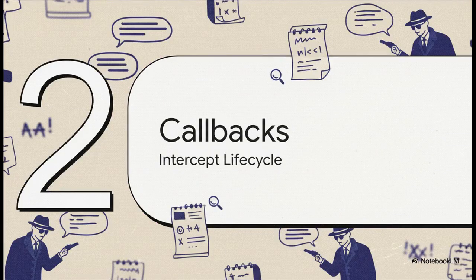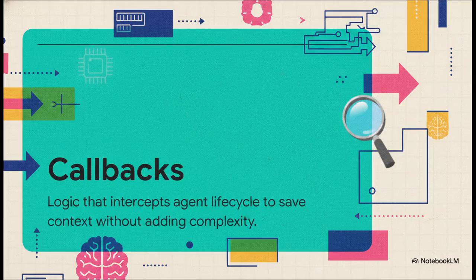Moving on to number 2, callbacks and intercepting the lifecycle. This is our first architectural pattern. I actually like to think of the callback pattern as a mysterious spy. It just quietly watches the ongoing conversation from the shadows and automatically takes diligent notes. So, the crucial takeaway here is that callbacks let you update an agent's memory automatically, entirely behind the scenes.